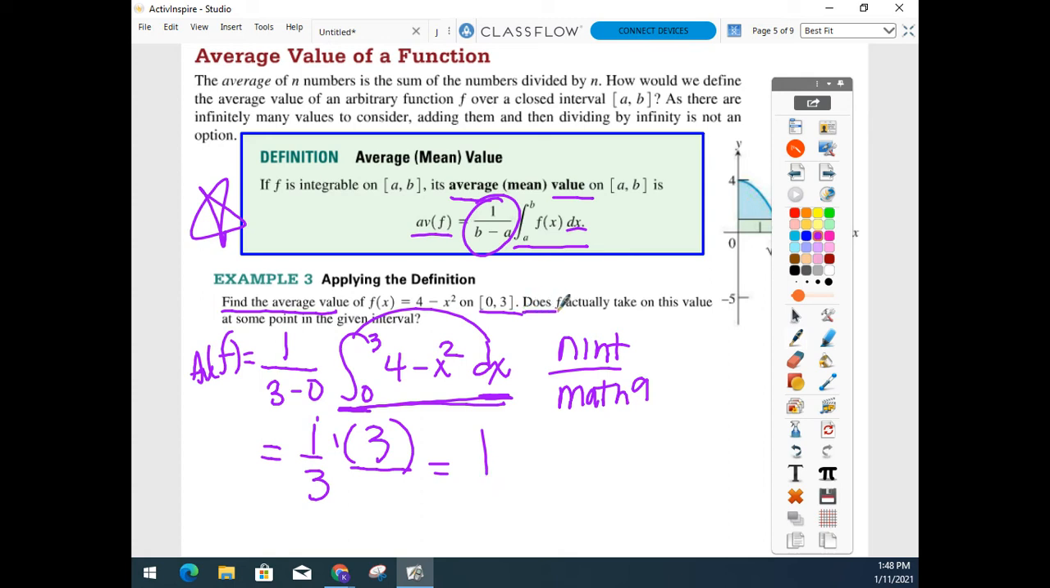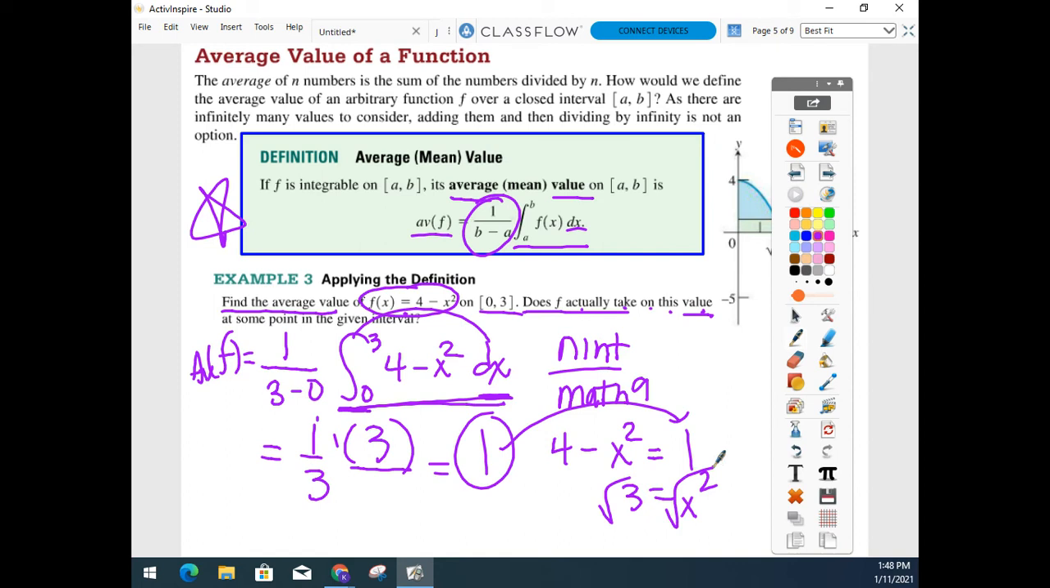Now, does f, this function, actually take on this value? So does 4 minus x squared ever equal this value of 1? So first of all, we're going to just set the function equal to the value. So I'm going to move my x squared over and subtract 1 from 4 to get 3. Add x squared.